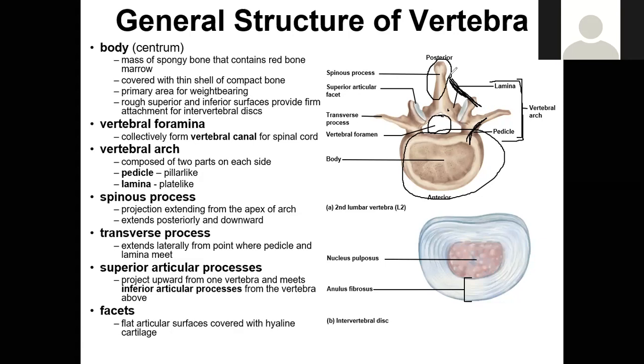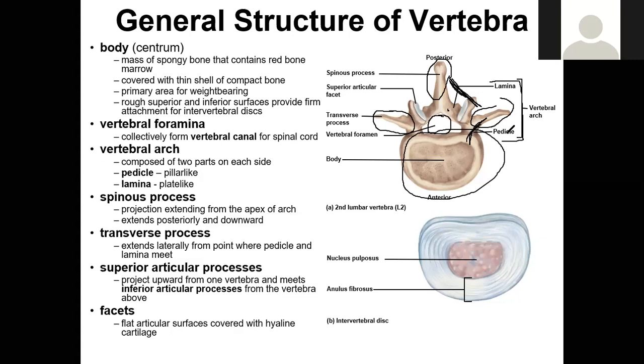So the spinous process basically projects posteriorly. On the sides, we have these transverse processes. All right, they look like wings. All right, they extend out. Okay, so the spinous process extends posteriorly. The transverse processes extend out medially and laterally.